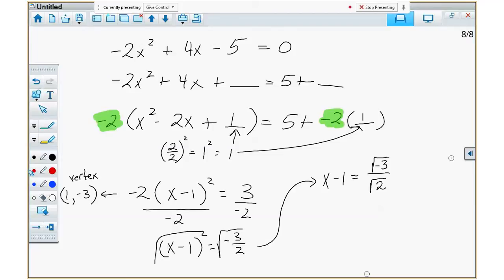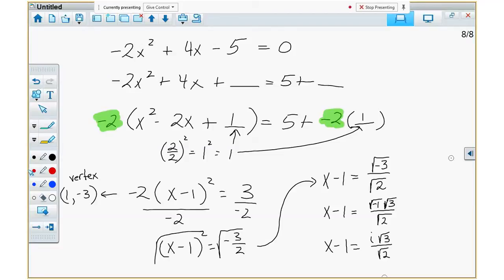Now I'm going to focus on this for a little bit because this needs to be simplified. x minus 1 is equal to the square root of negative 1 times the square root of 3 over the square root of 2. And that's going to give me x minus 1 is equal to i times the square root of 3 over the square root of 2.